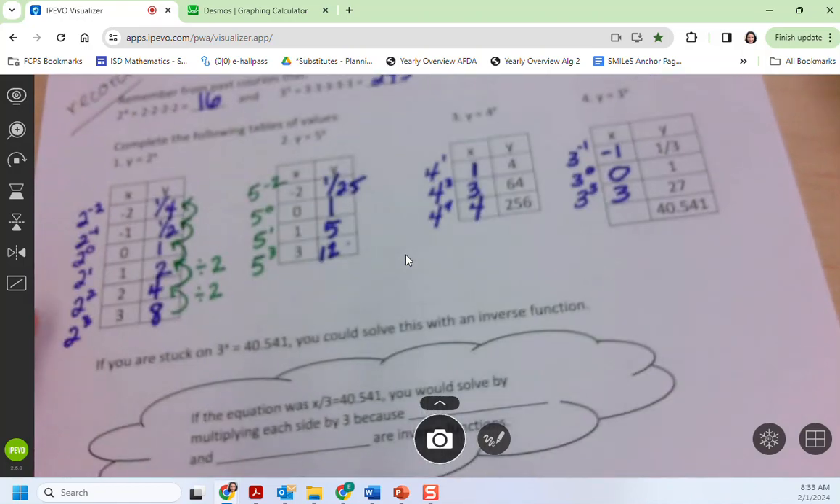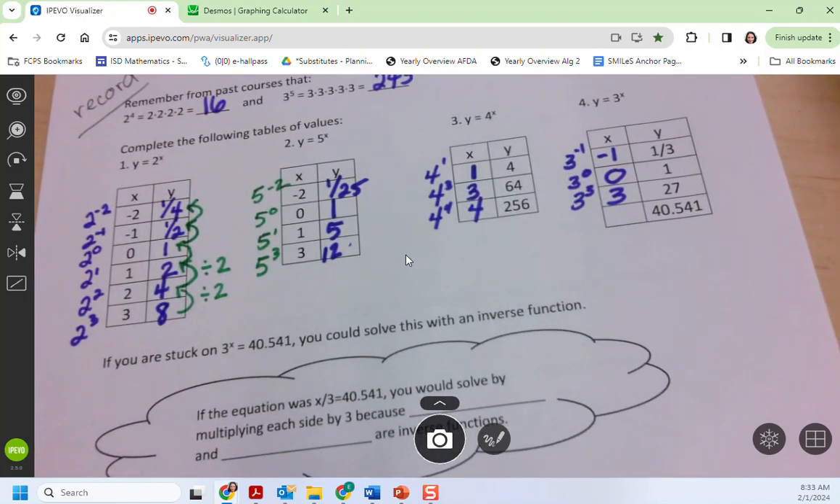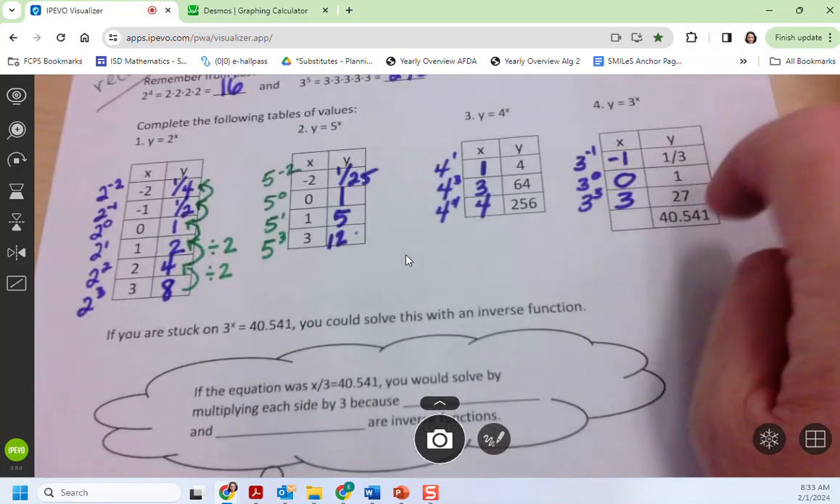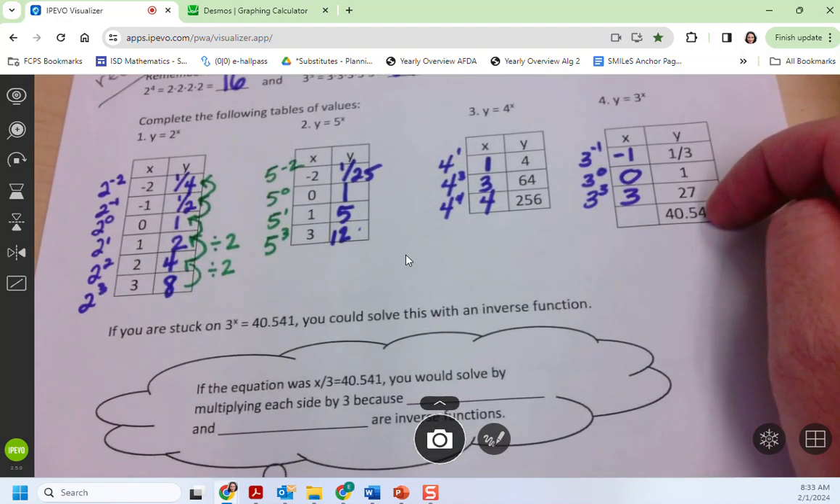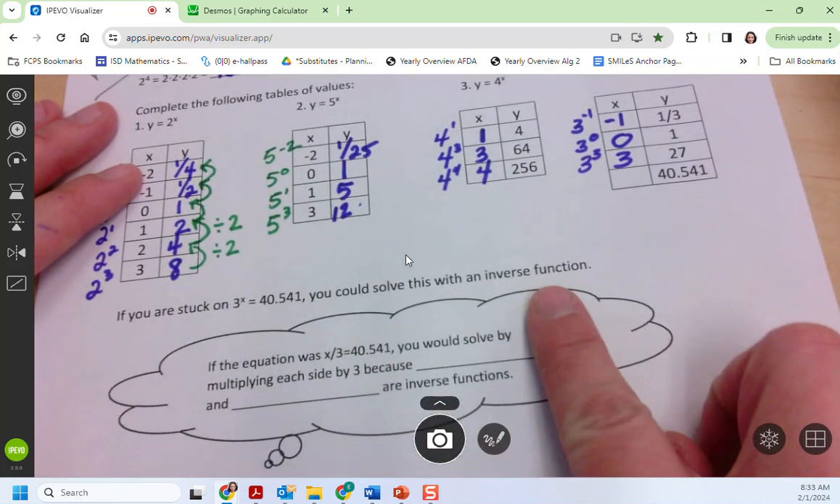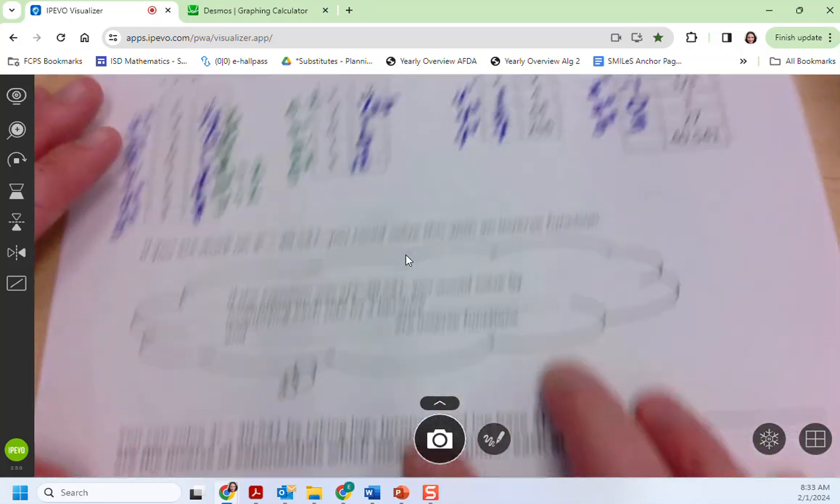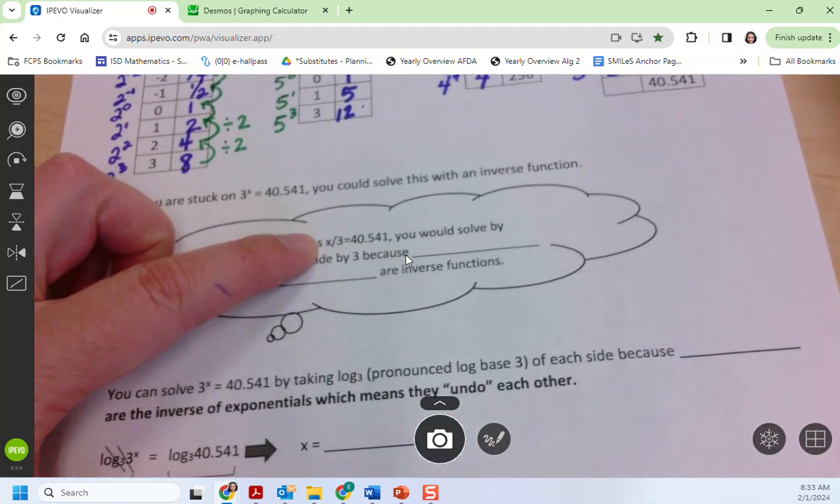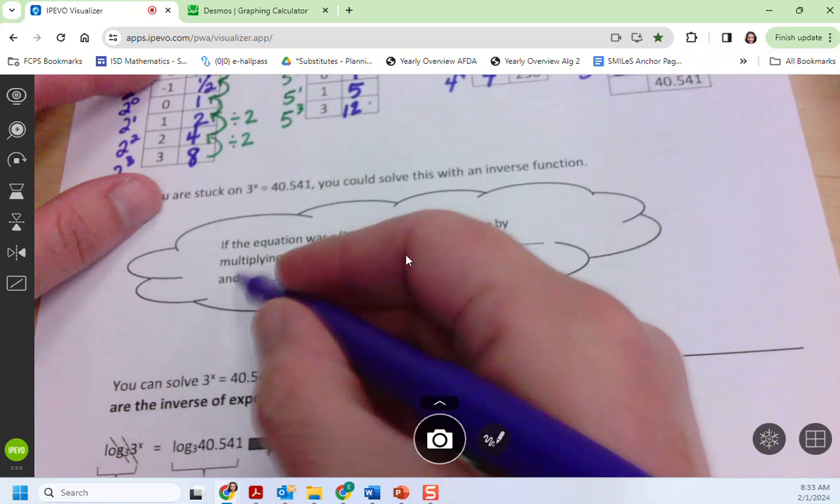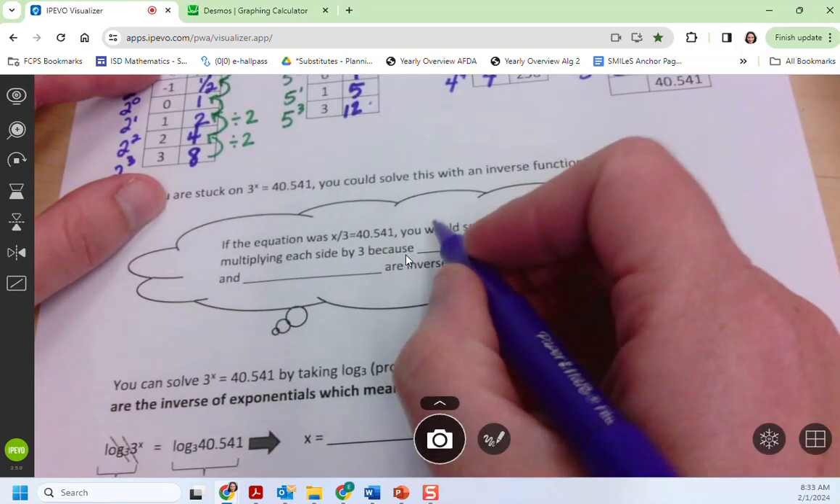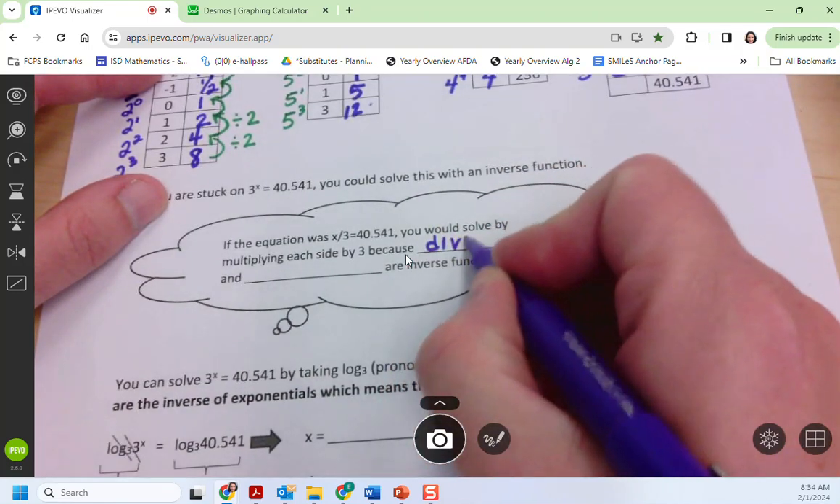And to get the best possible answer, there's something called logarithms. So I'm trying to teach you guys the purpose of logarithms, and the purpose of logarithms is if you needed to solve a problem like this, where you said 3 to the x is some number, and it wasn't something that was easy to work backwards on. Okay? So we're going to solve it with an inverse function. If the equation was x divided by 3 equals 40.541, you would solve by multiplying, because division and multiplication are inverse functions.